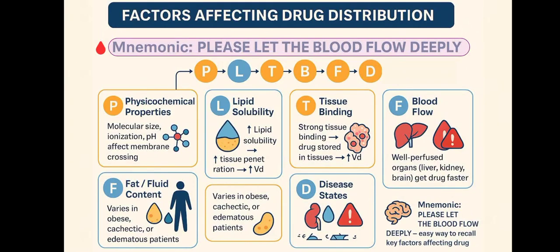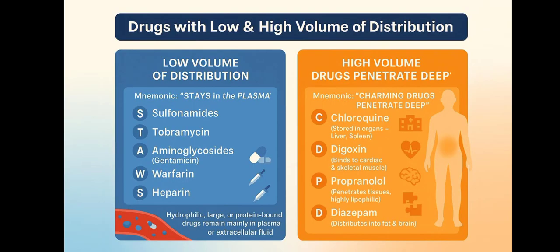F stands for fat and fluid distribution. Conditions such as obesity, edema, or dehydration can alter the proportion of fat and water in the body and affect how drugs distribute. Finally, D stands for disease states. Disorders such as liver or kidney disease, or conditions causing low plasma proteins, like hypoproteinemia, can change protein binding and fluid volumes, thereby altering distribution. Drugs also differ in their extent of distribution depending on their physico-chemical properties, plasma protein binding, and lipid solubility.